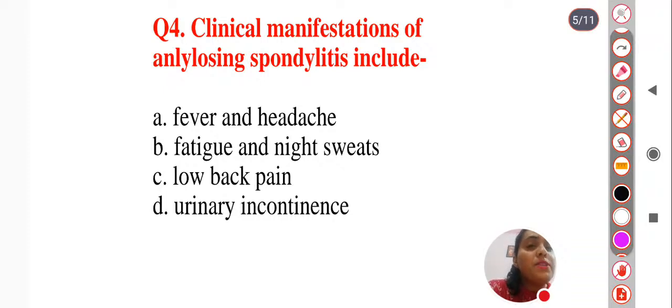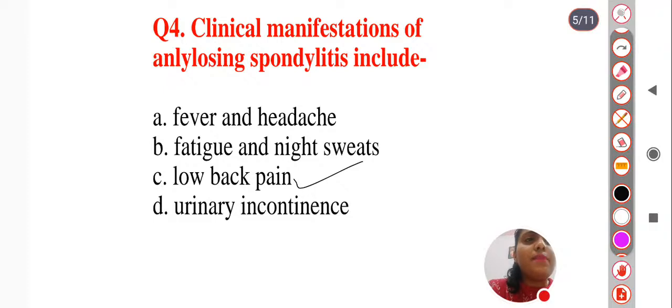Okay. So, bacha, what is ankylosing spondylitis? In this, the vertebrae of the spine get fused, especially, and low back pain will be there. So it will be chronic lower back pain. So the right answer would be low back pain. Later on, other things can happen, but the main clinical manifestation of ankylosing spondylitis is chronic low back pain.